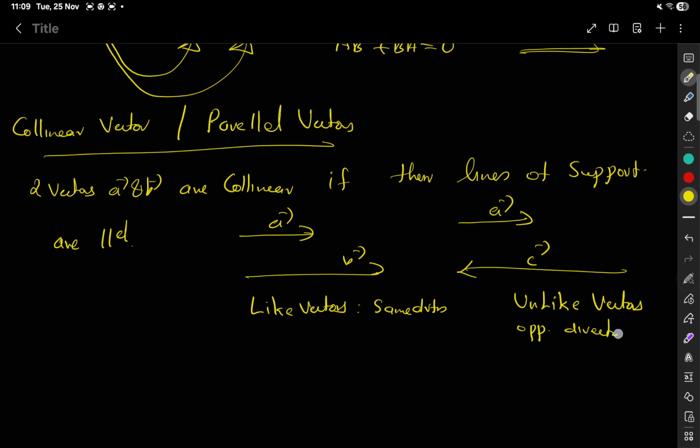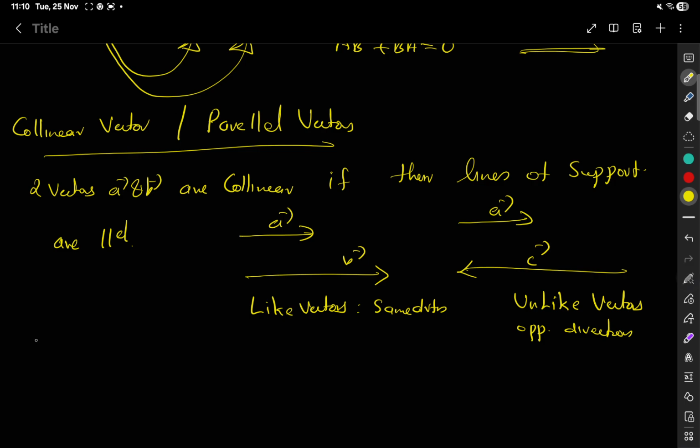Opposite direction. So two vectors A and B are said to be like vectors if they are collinear vectors and also their directions are same. Two parallel vectors whose directions are same are called like vectors. Two parallel vectors whose directions are opposite are called unlike vectors. Two like vectors with same magnitude are equal. Okay, clear? So that is collinear vectors or parallel vectors: like vectors same direction, unlike vectors opposite direction.